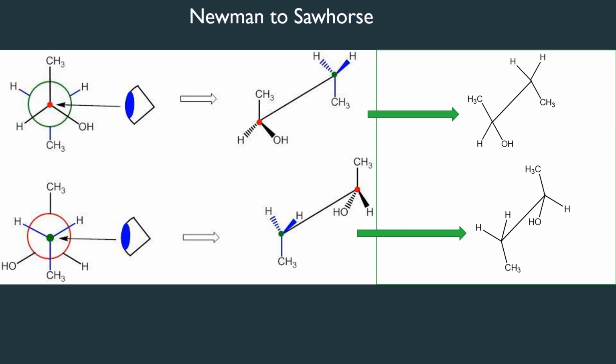In this Newman projection, this is the front carbon with methyl, OH and hydrogen. That front carbon is kept as a dot here. The backside carbon, which is shown as a circle in the Newman projection, is kept as a dot in the Sawhorse. So these two dots, these two carbon atoms are connected by a slanting line.